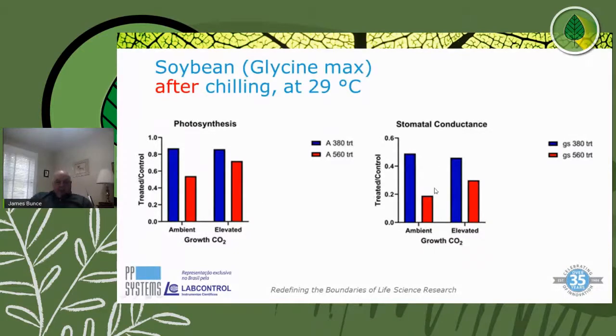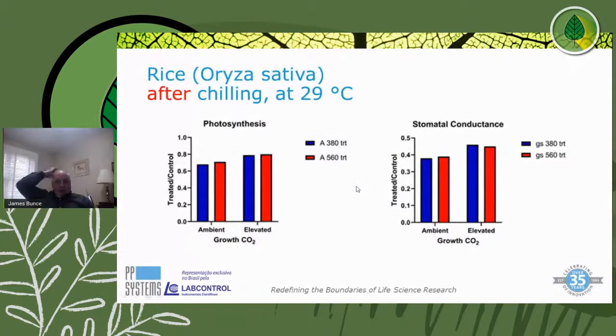And the same is true for stomatal conductance after the chilling, back at 29 degrees. It's much more reduced when the treatment happened at 560 parts per million than when it happened at 380. So in spite of the fact that high CO2 prevented the reduction in water potential, it still resulted in more damage in this case than at ambient CO2. So this is sort of counter to what we were expecting to find. So again, the story changes with species.